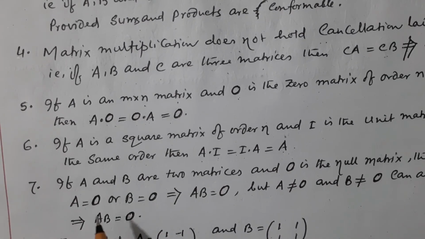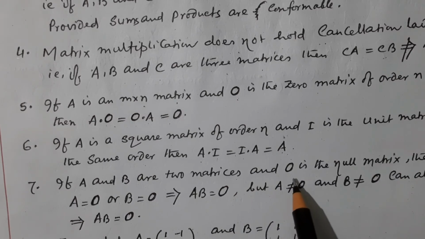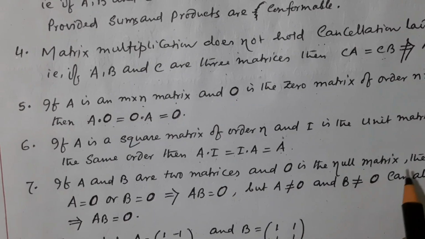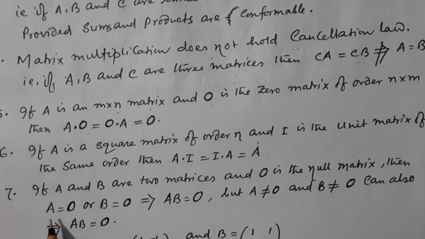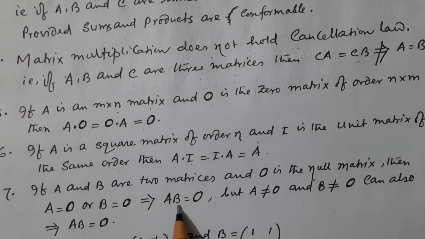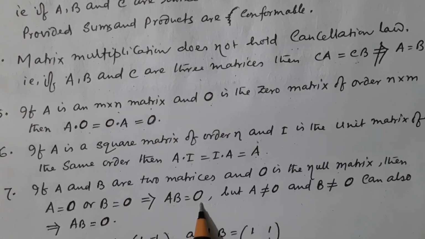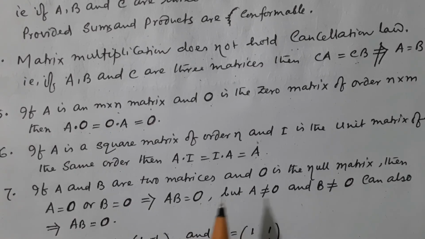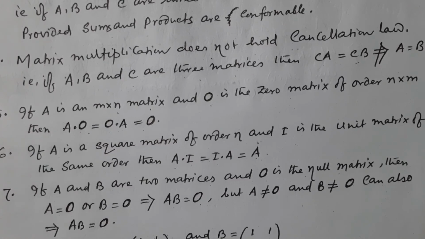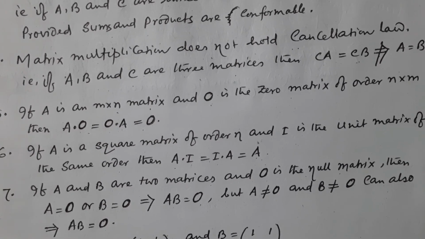Number 7. If A and B are two matrices and 0 is the null matrix, then A equals 0 or B equals 0 implies that AB equals 0. If any one of the matrices is the zero matrix, then we get the zero matrix. It holds in the case of normal multiplication: 5 into 0 equals 0, 0 into 10 equals 0. If any number is 0, then when we multiply, we get 0.